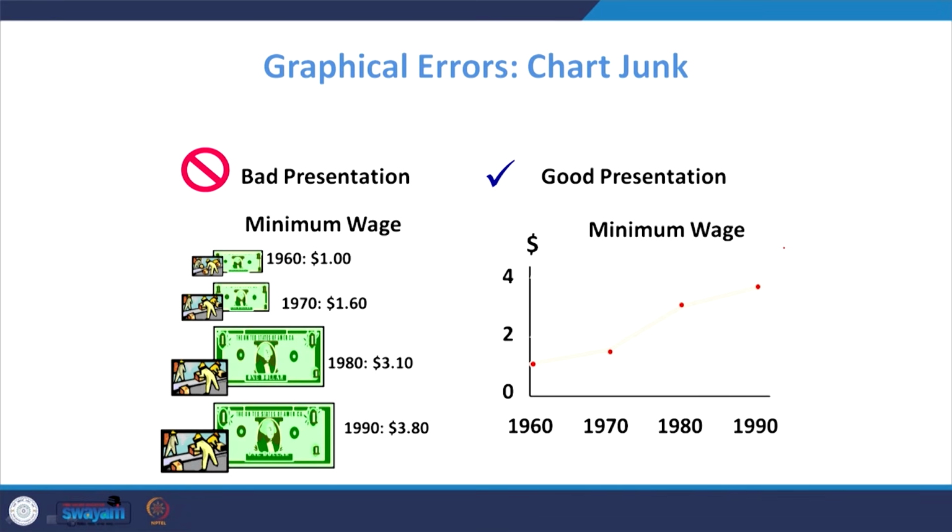See, when you look at this one, on the left hand side it is a bad representation of the graph. What is happening? A lot of animations, unnecessary pictures. On the right hand side, you see it is a simple graph; the x axis is taken as year, in the y axis it is taken the wage. So, it is showing some trend, but when you look at the left hand side it is not giving any idea what is happening year by year with respect to wage.